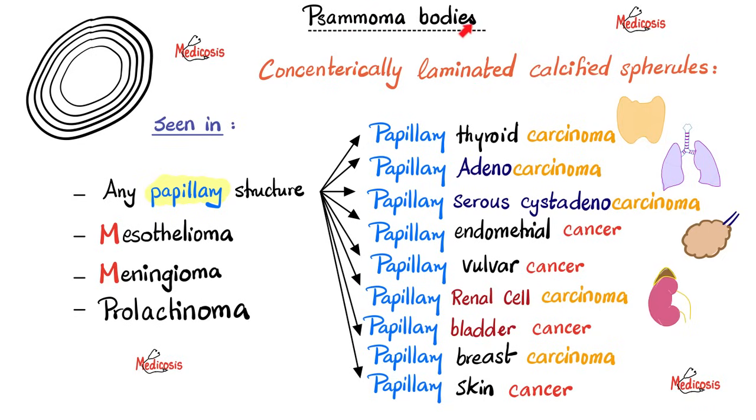Psammoma bodies. Let me ask you a question. Is this an example of dystrophic calcification or metastatic calcification? The answer is dystrophic calcification. The tissue is either diseased or dead. What are the psammoma bodies? Concentrically laminated or lamellated calcified spherules. Circle upon circle upon a circle upon a circle.